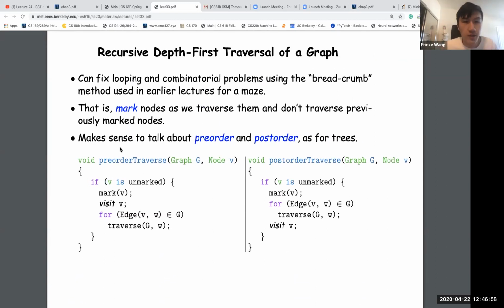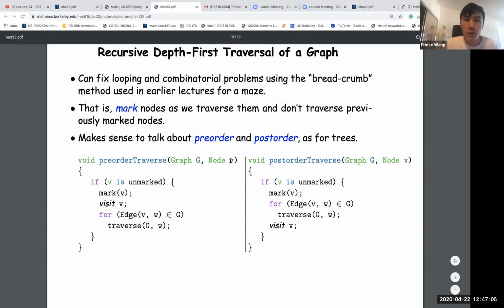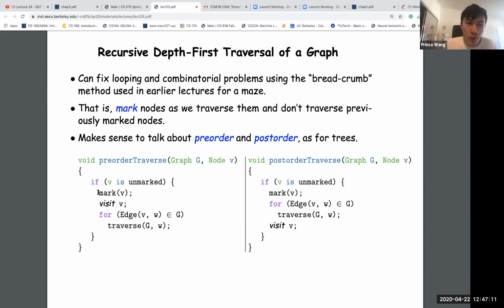So your input is a graph and your node is your starting place. If your current node, that means your starting place, is not visited, you first mark it as visited and then you visit this node. That means you check if this is your destination. And once you've visited the node, you're going to check all your edges. That means you're going to see all your neighbors and traverse them.